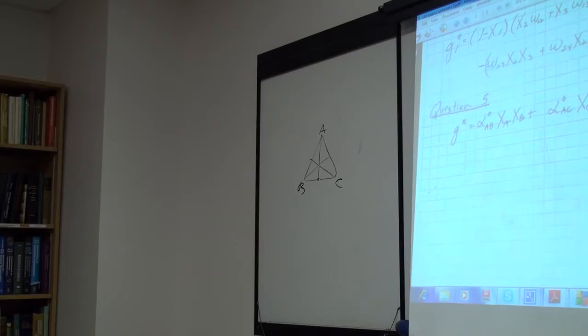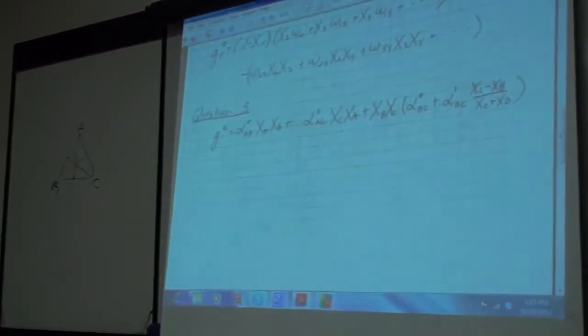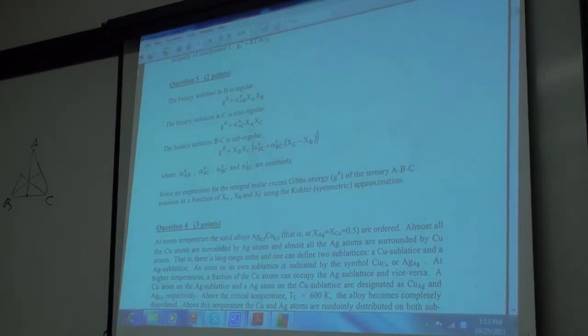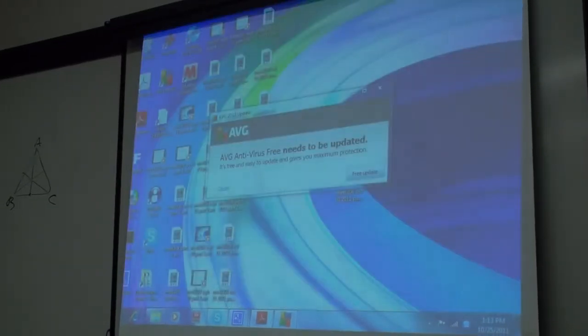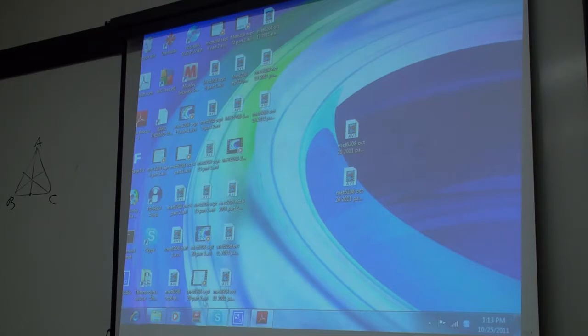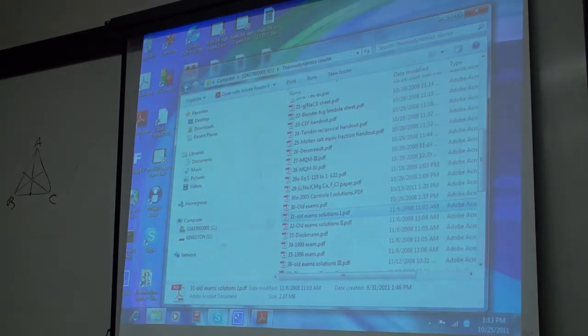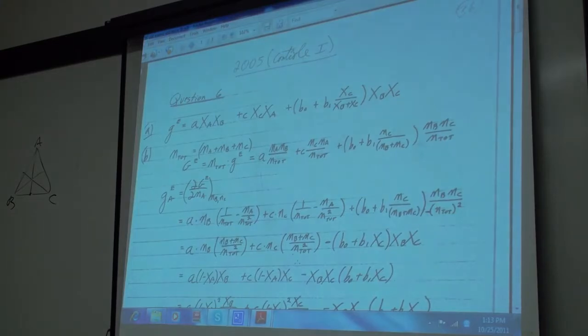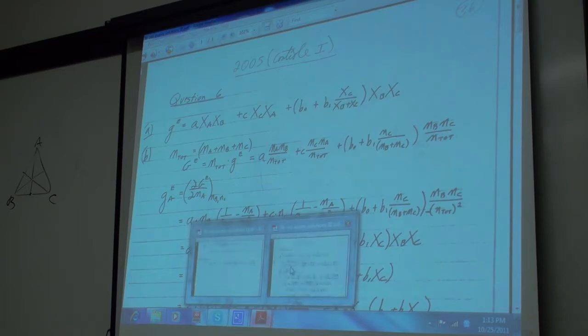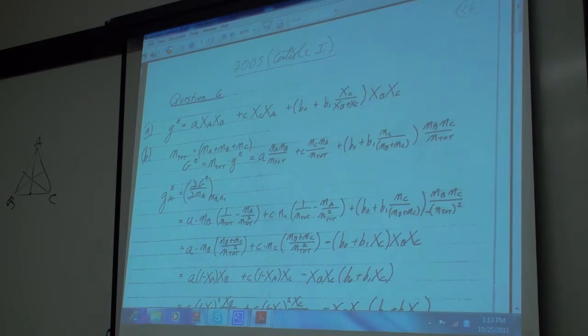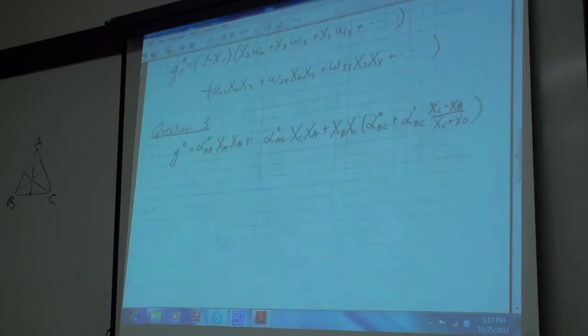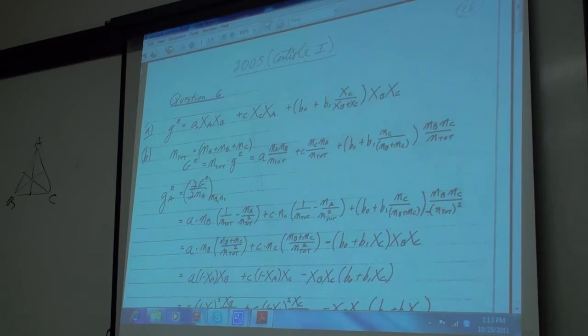Okay, the next one was... get rid of that. These answers are kind of mixed up. Okay, this was 2005, control 1, number 6. Where am I here? Doing the wrong one. It's too complicated.